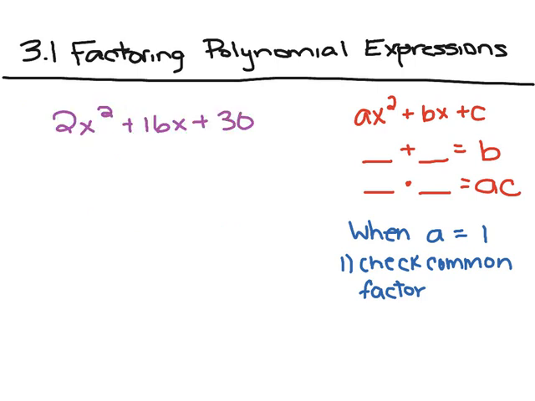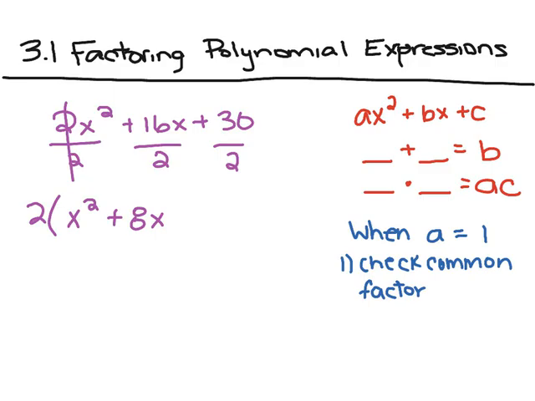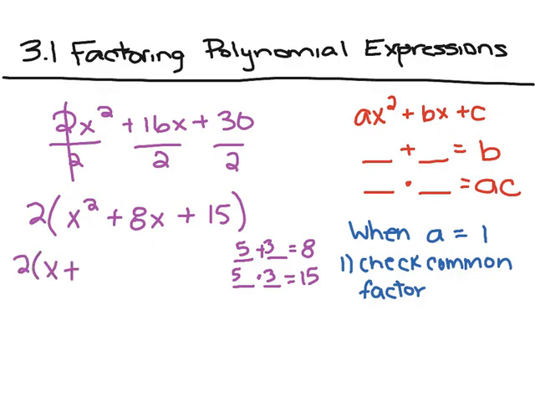So we have x minus 9, x minus 5. Now this time we don't have an a that is 1, but our first step is to check for common factors. So all of them have a common factor of 2. So first thing we're going to do is take out a 2. If we take out a 2, we've got x squared plus 8x plus 15. Now our a is 1, so we can use our two questions. So blank plus blank equals 8, and blank times blank equals 15. 5 times 3 is 15, and 5 plus 3 is 8. So we have 2 times x plus 5 times x plus 3.